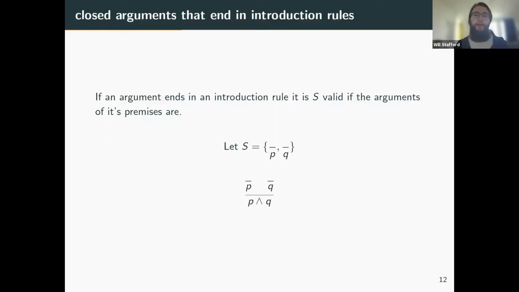So for example here, if our S consists of just the axioms P and Q, and we have a proof of P and Q, we're going to see that this argument is S-valid because when we check the two premises, they're both S-valid by our conditions for proofs that end in atomic formulas.